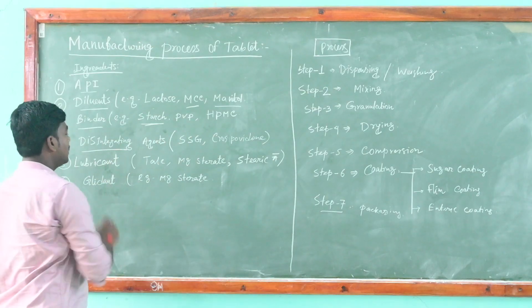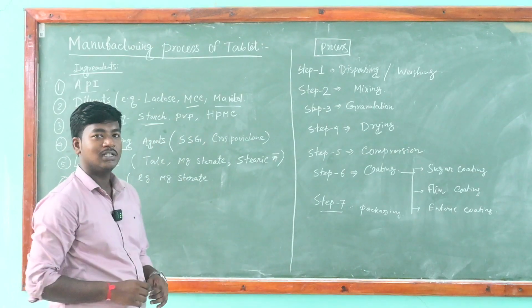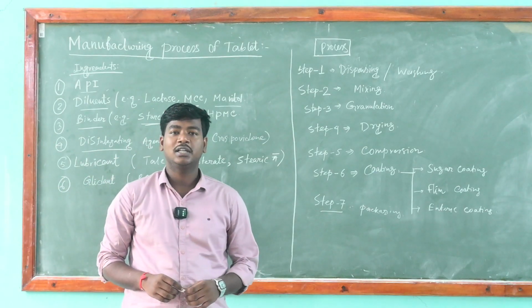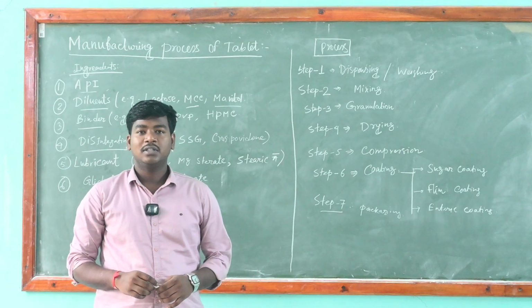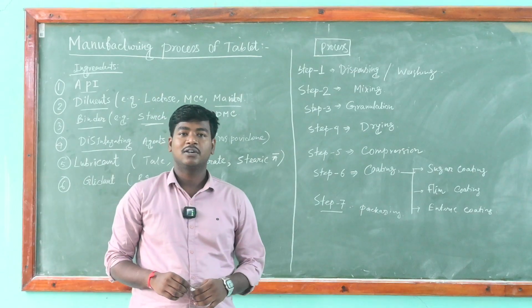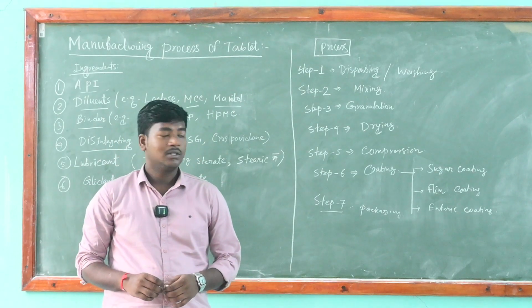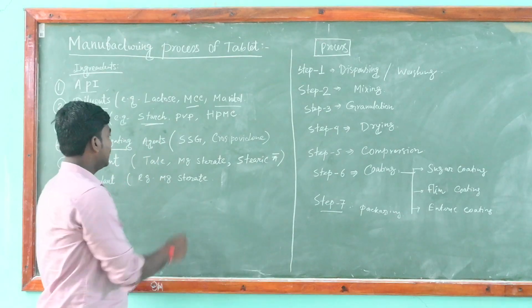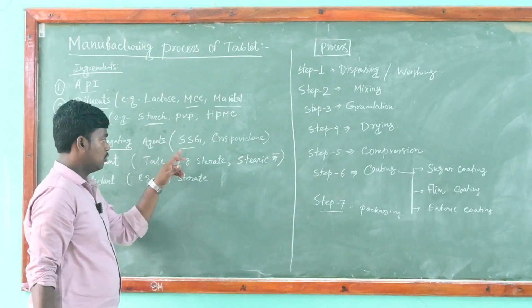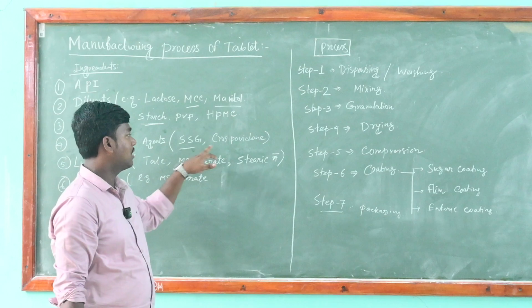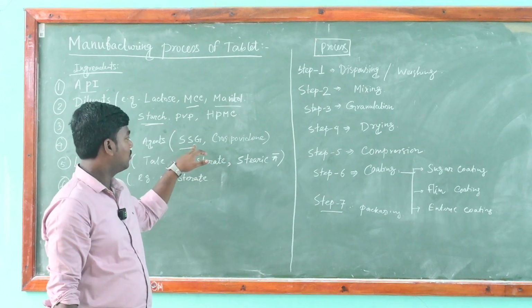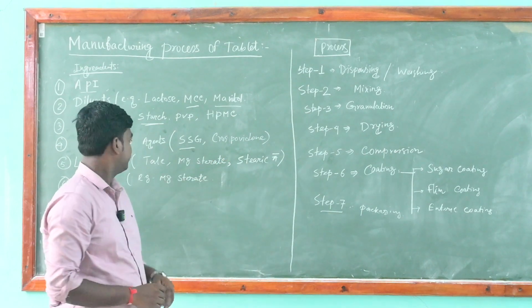And next is disintegrating agent. So what is the function of the disintegrating agent? Disintegrating agent basically breaks down the powder material or breaks down the tablet in stomach and intestine and makes it easy for dissolution. For example, SSG, that means sodium starch glycolate, and crospovidone. It is also known as a super disintegrating agent.